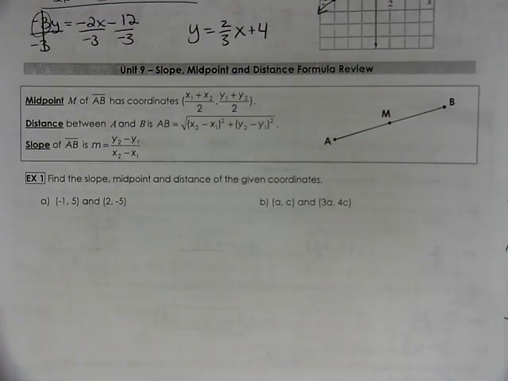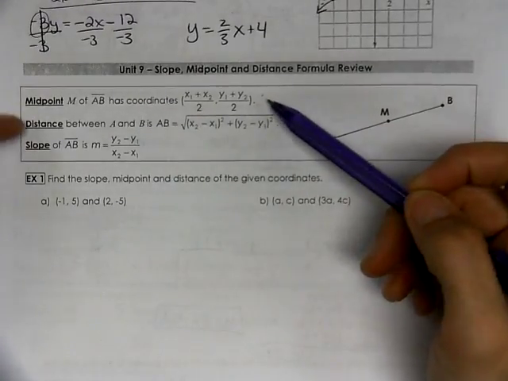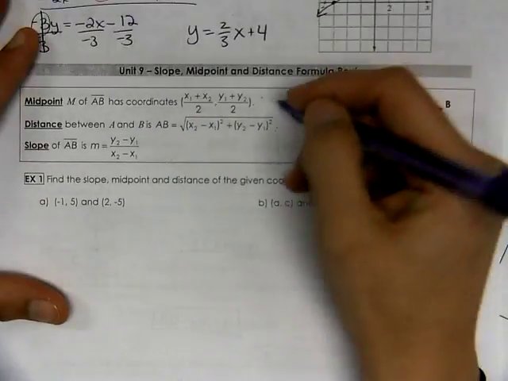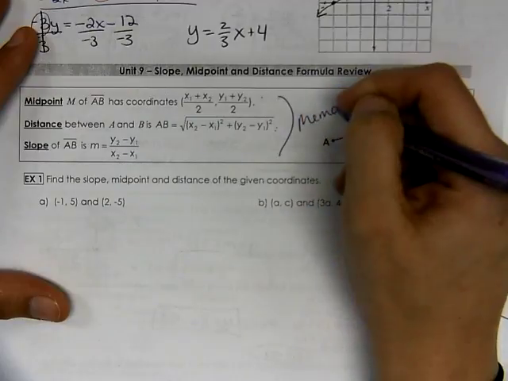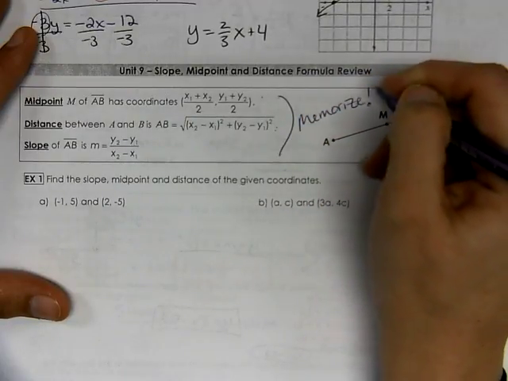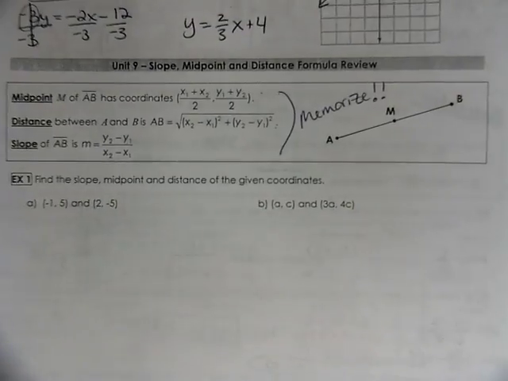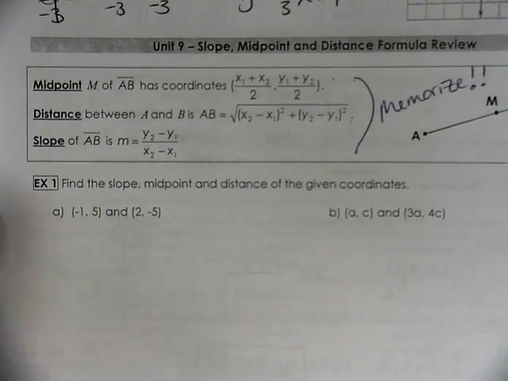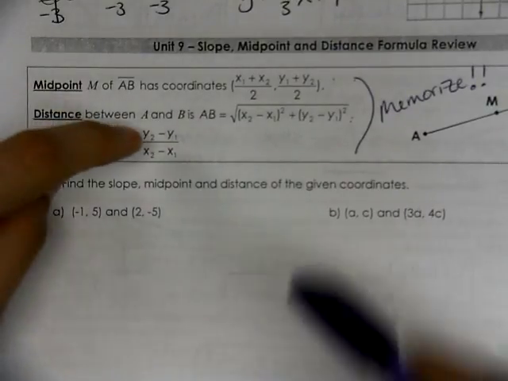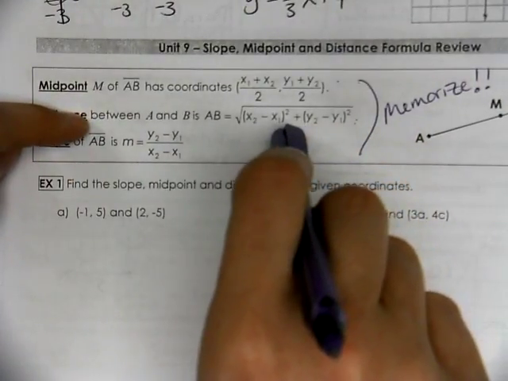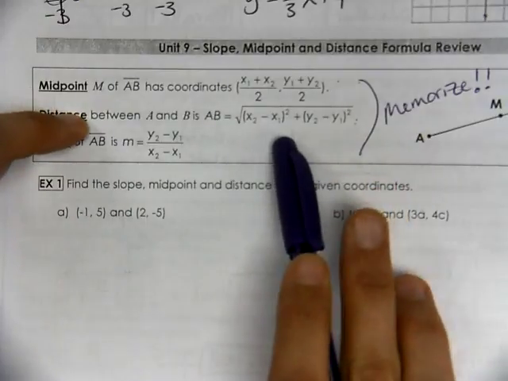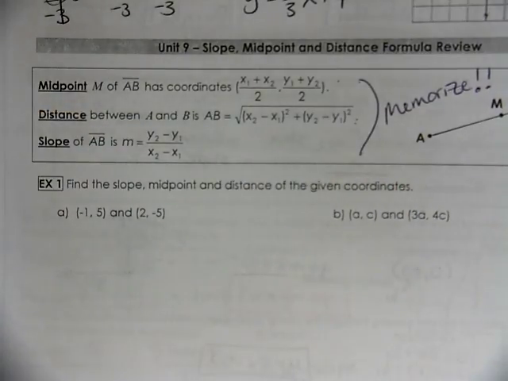So, 3 things you got to know for the rest of this chapter: midpoint, distance, and slope. You have to memorize these 3 formulas for Friday. The first question on the quiz is going to be write out the midpoint formula, the distance formula, and the slope formula. And I'm going to walk around and check them. This is going to come in handy a lot next week also, when we start classifying quadrilaterals. So make sure you know all 3 of these.